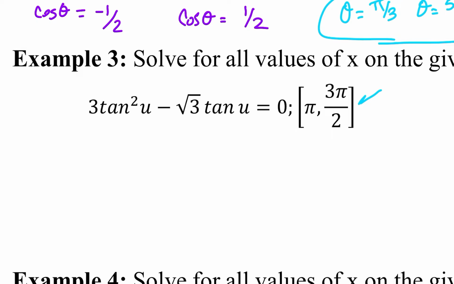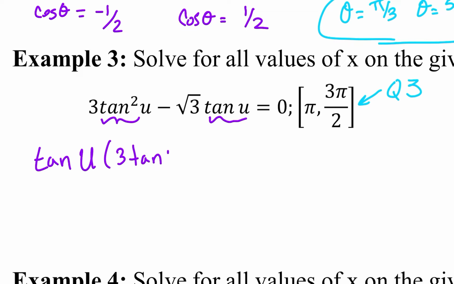So what this tells us is that we're only looking at quadrant 3 on the unit circle, which is going to make things a little bit easier. We have fewer answers because we only have that 1/4 section of the unit circle to look at. All right, so there is a tangent here and a tangent here, so let's factor that tangent out. So tangent of u comes out. The beginning is 3 tangent u. And then when I take the tangent u out here, I just have minus the square root of 3. And it still equals 0.